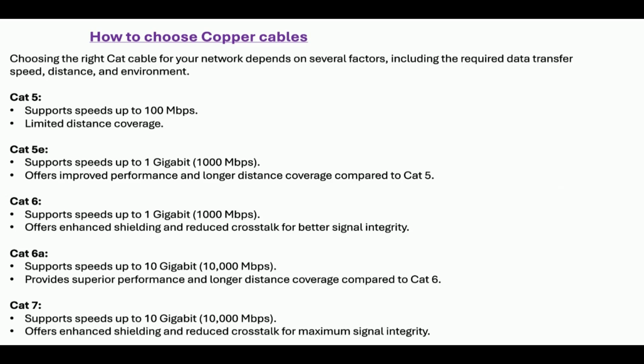Cat6 supports speeds up to 1 gigabit, 1000 megabits per second. Offers enhanced shielding and reduced crosstalk for better signal integrity. Cat6a supports speeds up to 10 gigabit, 10,000 megabits per second. Provides superior performance and longer distance coverage compared to Cat6. Cat7 supports speeds up to 10 gigabit, 10,000 megabits per second. Offers enhanced shielding and reduced crosstalk for maximum signal integrity.